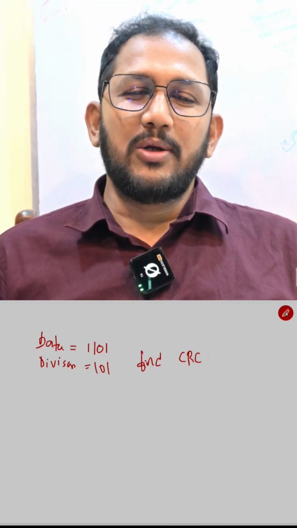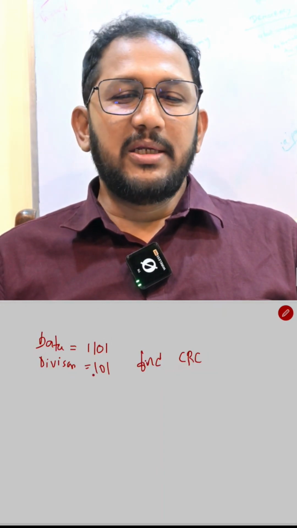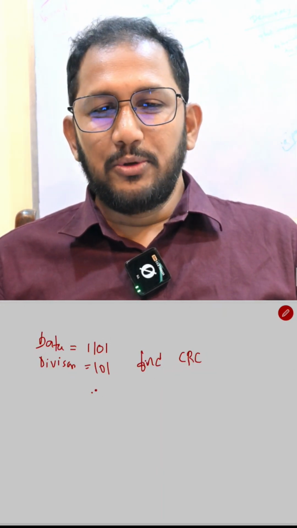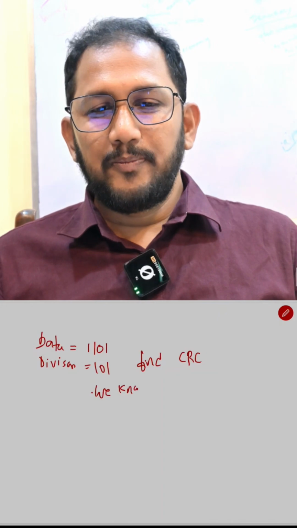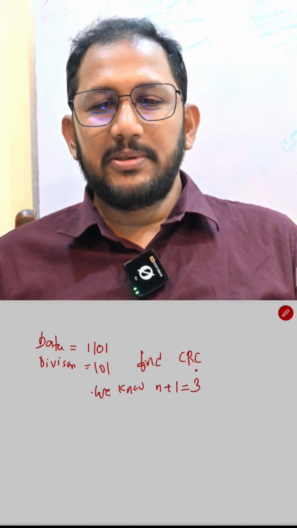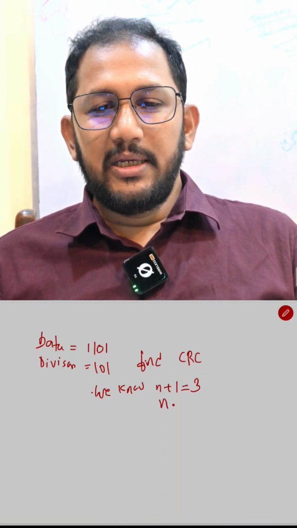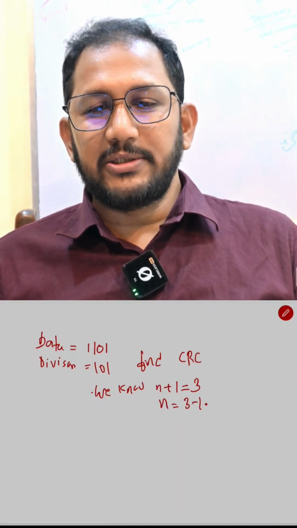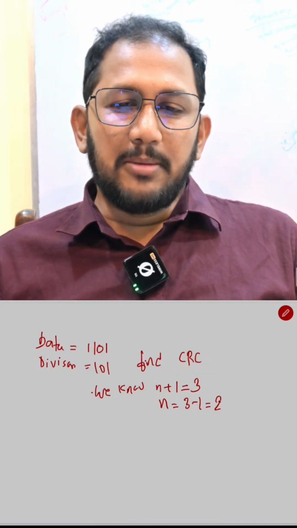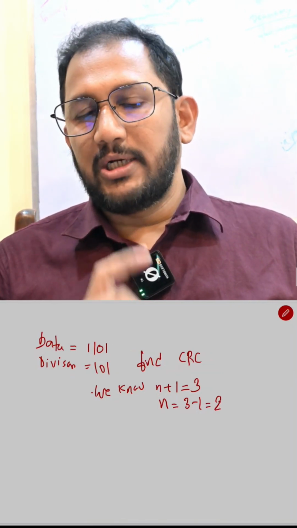Here data is given 1101 and divisor is 101. Here the number of bits in the divisor is 3, and we know n plus 1 equals 3. The number of divisor bits is 3 and it is known as n plus 1. And n equals 3 minus 1, that is equal to 2. So this is the number of 0s that will be added to the data bits.